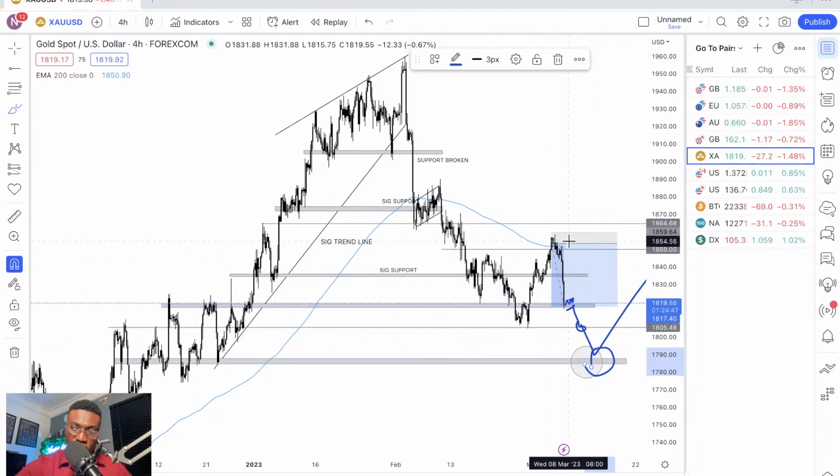It has made that nice retest at the 200 period moving average. We're trading below it. As long as we trade below it, I'm bearish on gold. But if we can break above it, then I start to look for buy opportunities. So let me know if you understand, or if this analysis was helpful with your trading decision on gold.